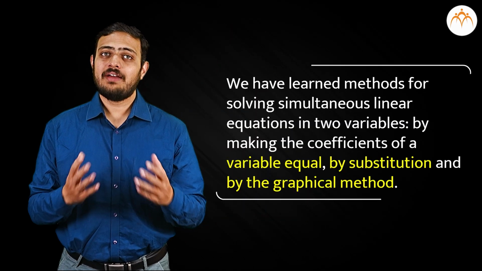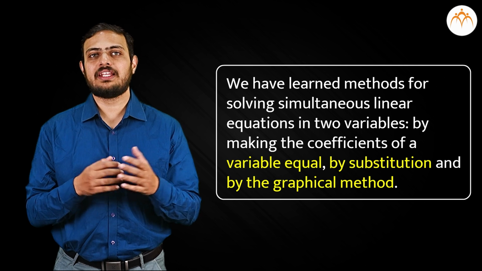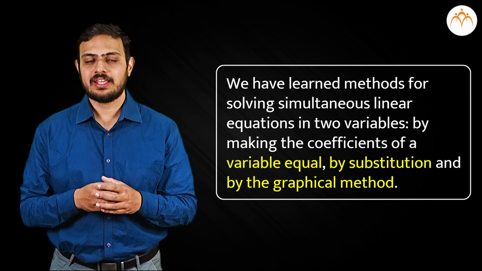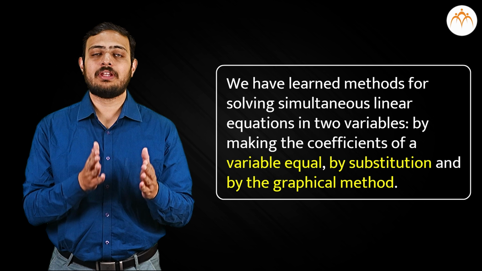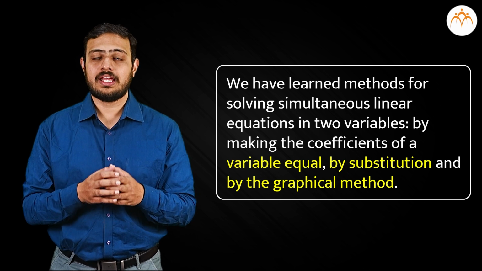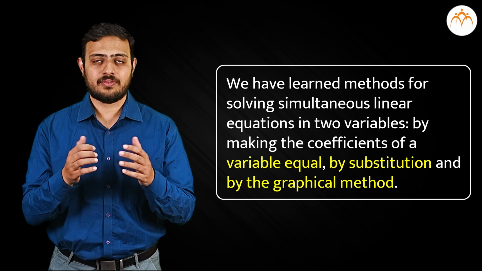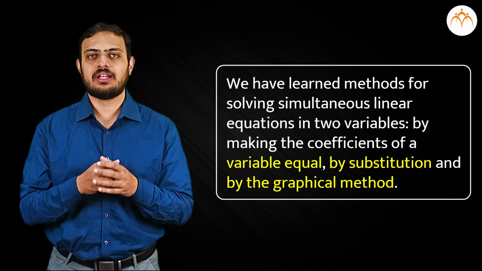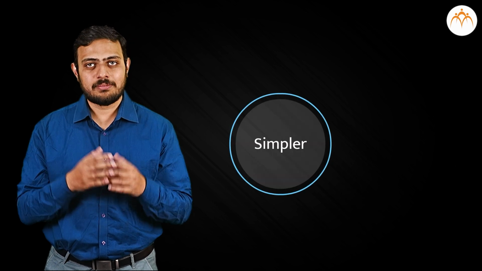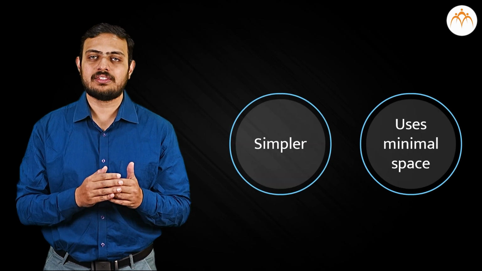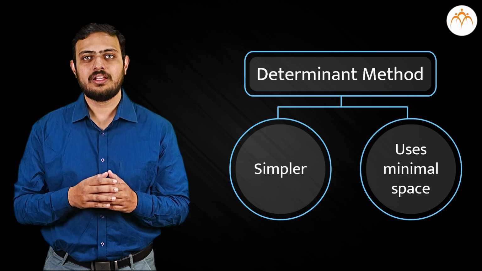Hello friends, we have learnt methods for solving simultaneous linear equations in two variables by making the coefficients of a variable equal, by substitution, that is expressing one variable in terms of the other to eliminate a variable, and by the graphical method. A method for solving simultaneous equations that is simpler and uses minimal space is the determinant method, which was developed by the mathematician Kramer. Today, we will study this determinant method.